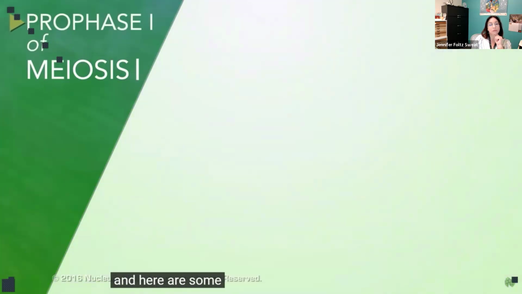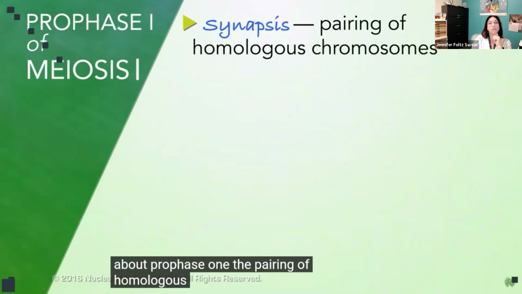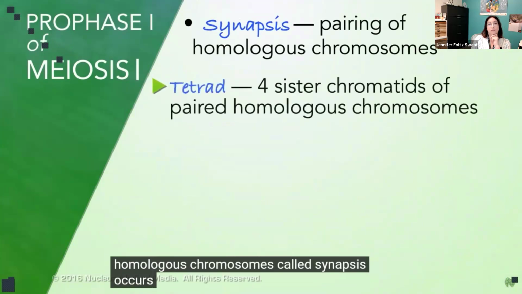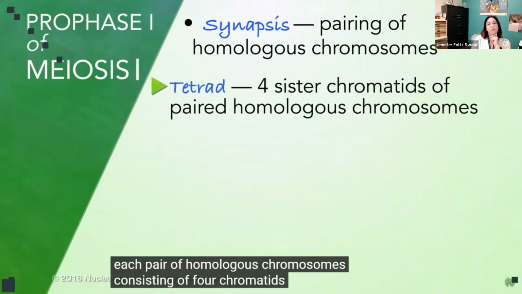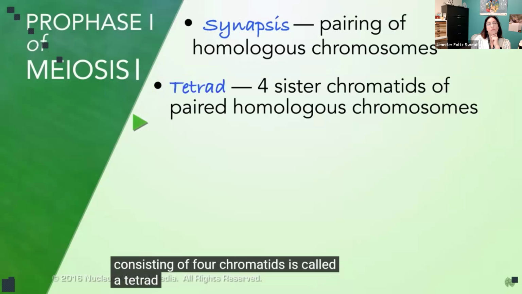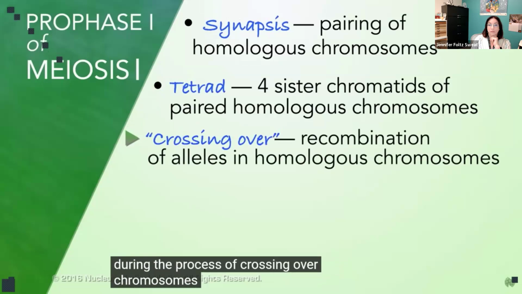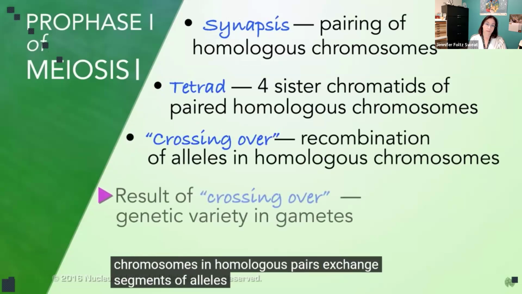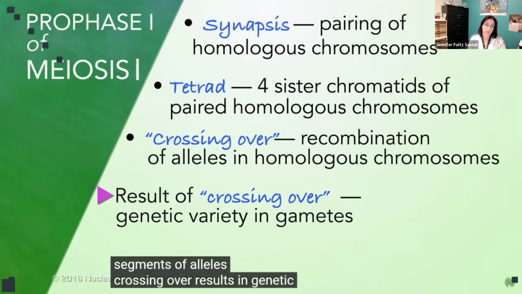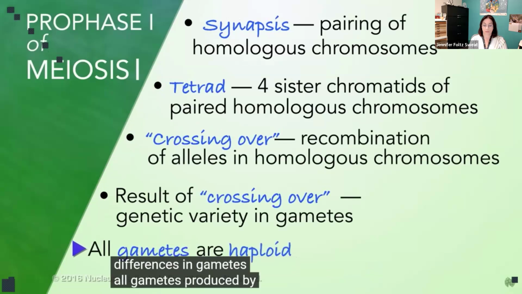And here are some key points to remember about prophase I. The pairing of homologous chromosomes called synapsis occurs. Each pair of homologous chromosomes consisting of four chromatids is called a tetrad. During the process of crossing over, chromosomes in homologous pairs exchange segments of alleles. Crossing over results in genetic differences in gametes. All gametes produced by meiosis are haploid.